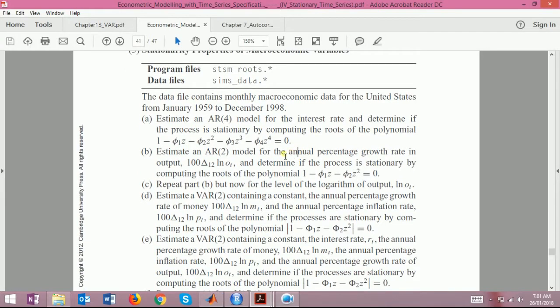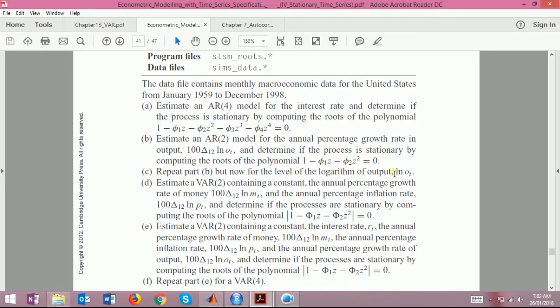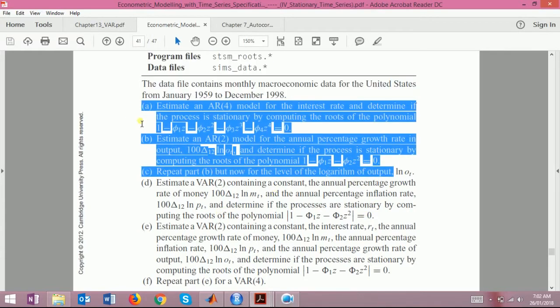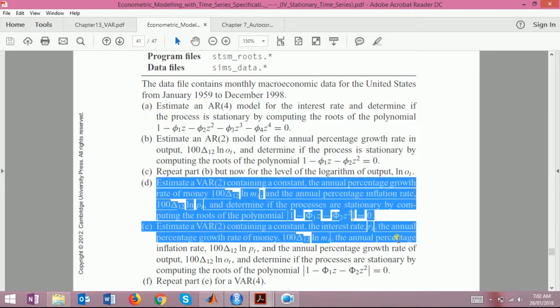Estimate an AR2 model for the annual percentage growth rate in output, and determine if the process is stationary by computing the roots of the polynomial. So this is AR4, this is the AR2 model. Then estimate a VAR2 containing a constant, the annual percentage growth rate of money, and the annual percent inflation rate. So first a non-VAR, just an AR model, then a VAR2.